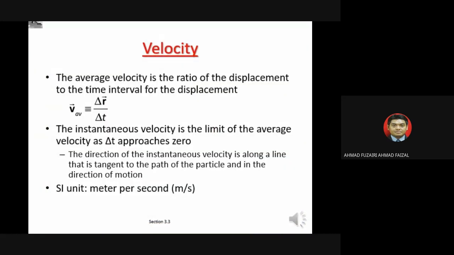Velocity. The average velocity is the ratio of the displacement to the time interval for the displacement. V average equal to delta r over delta t. And the instantaneous velocity is the limit of the average velocity as delta t approach to zero. And the direction of the instantaneous velocity is along a line that is a tangent to the path of the particle and in direction of motion. The unit of velocity is a meter per second, m over s.